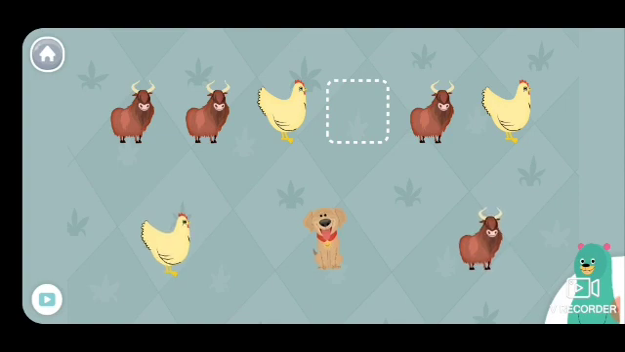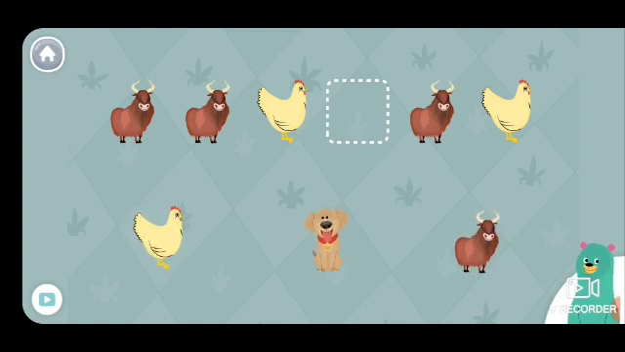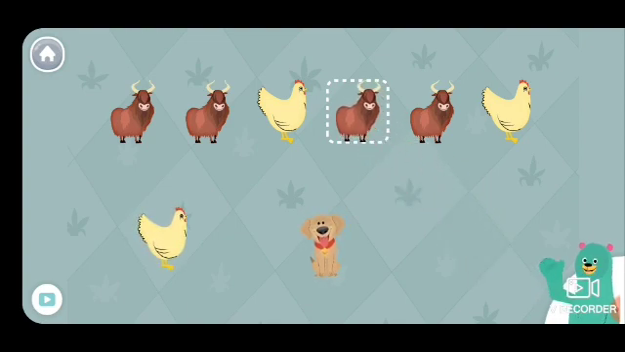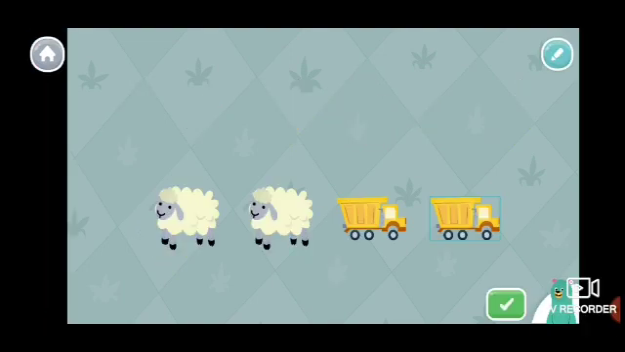Look carefully at the pattern and drag the missing ones. Now you have to drag the missing one. The two yaks are there, one hen is there. Then what will come next? Two yaks, one hen. Look carefully at the pattern and drag them. Great! A yak.